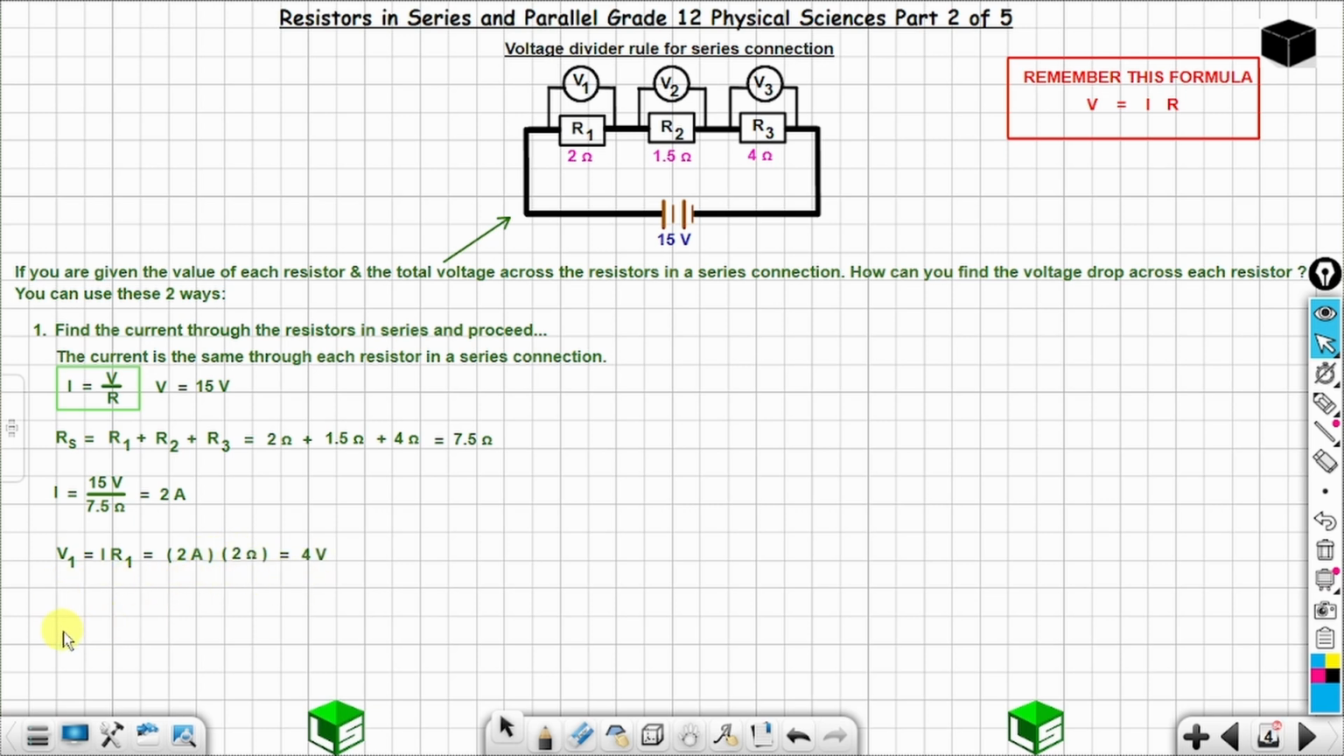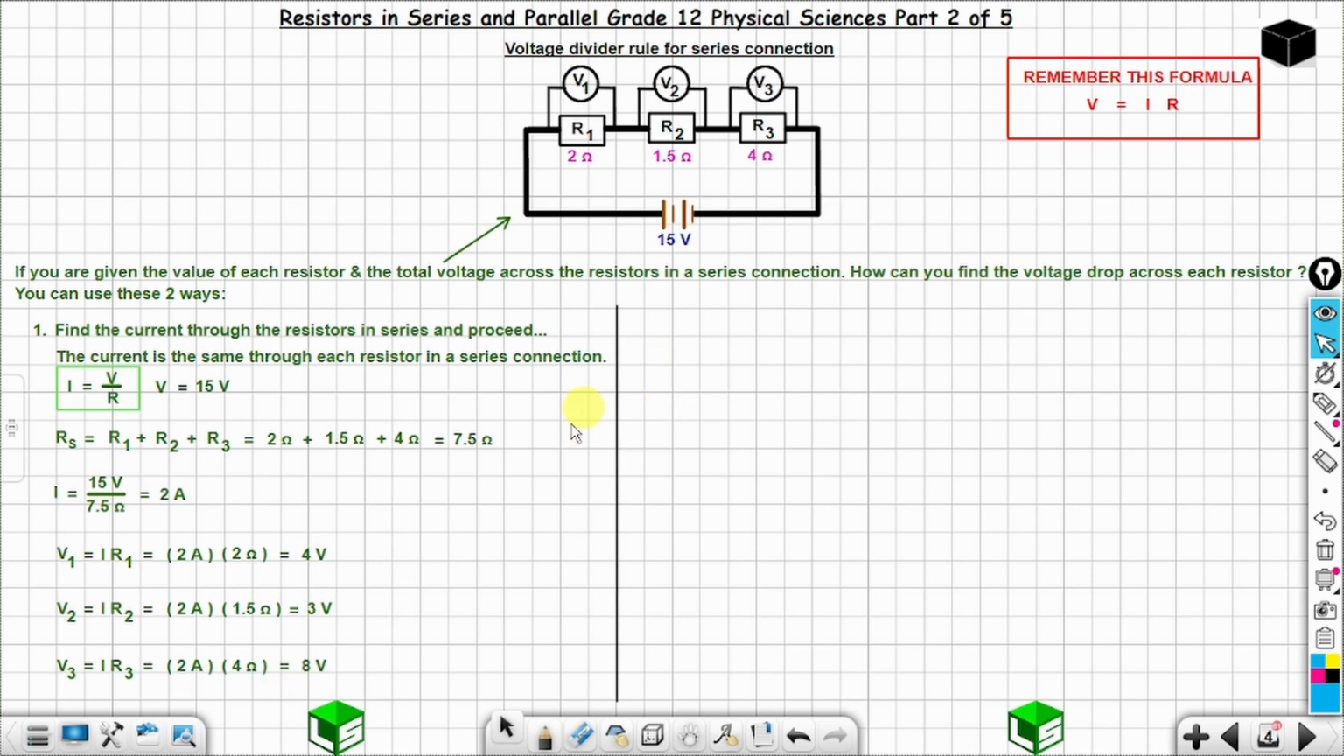Now V2 is equal to I times R2. The current is the same. So this is equal to 2 times R2. R2 is equal to 1.5. You are going to have 3 volts. Now V3 is equal to I times R3. You're still going to use the same formula, with the same current. 2 times R3. R3 is equal to 4. This is equal to 8 volts.